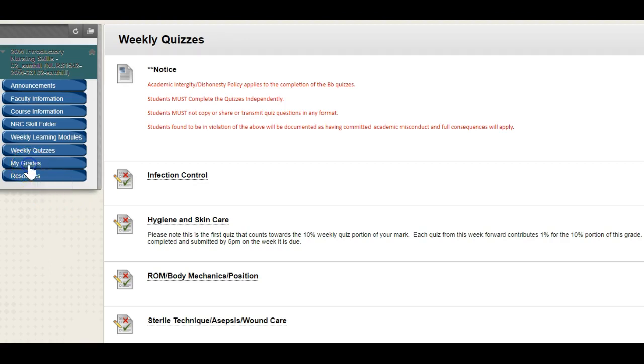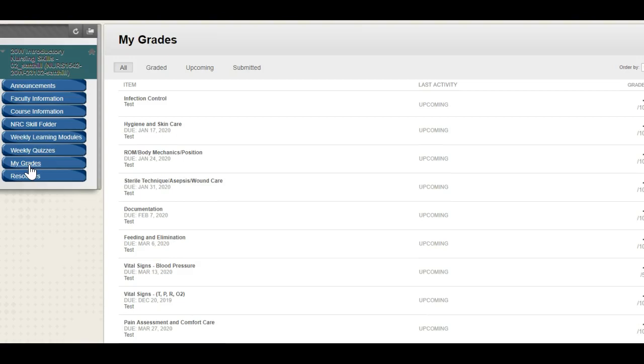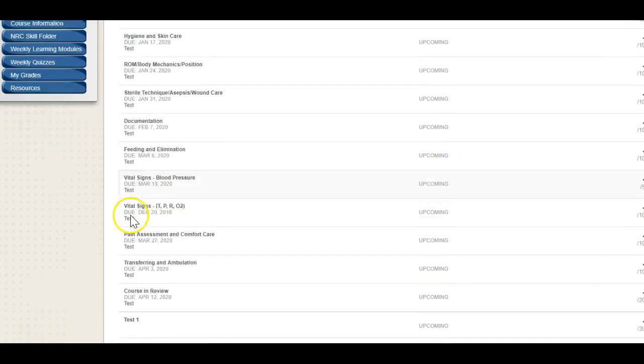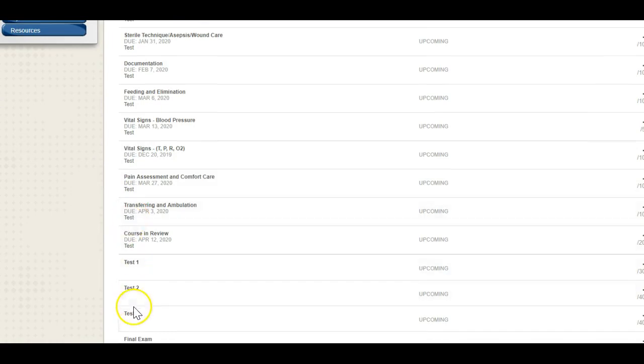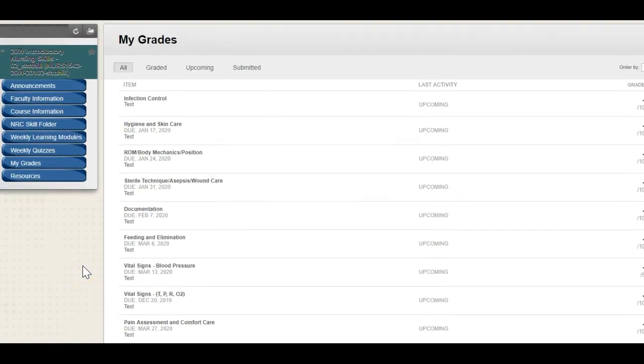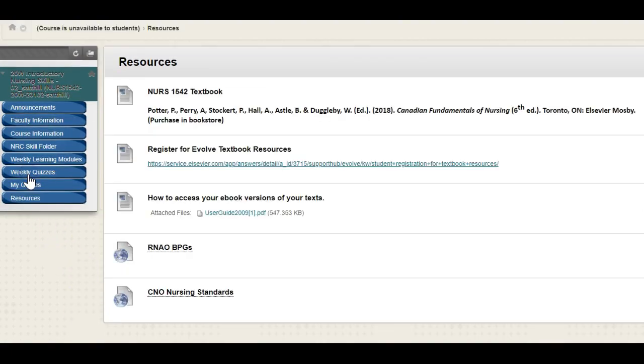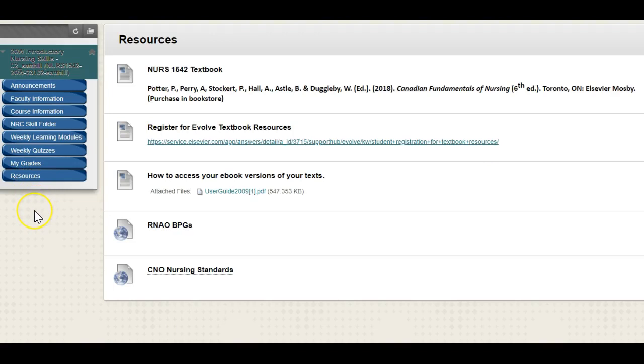This folder here, My Grades, is where you will see your grades posted. Once you have completed your quizzes, you can go in and look at where your grade is in terms of that quiz. As you progress in the course, once we get to the different tests, I will post the grades within your grade section of Blackboard. The last thing I want to highlight is some additional resources. If you're looking for additional things, if you want to access the e-version of your textbook, there are some useful resources in that section.